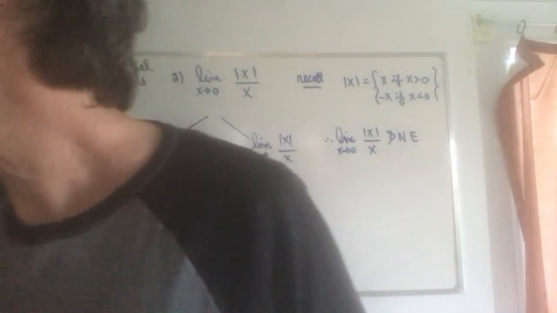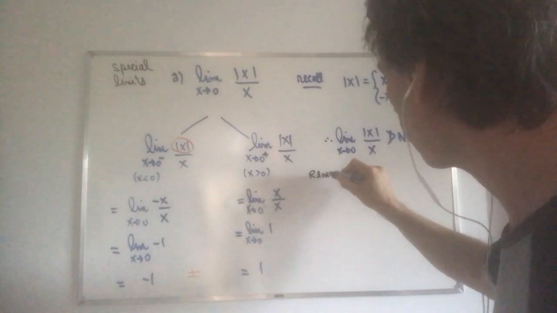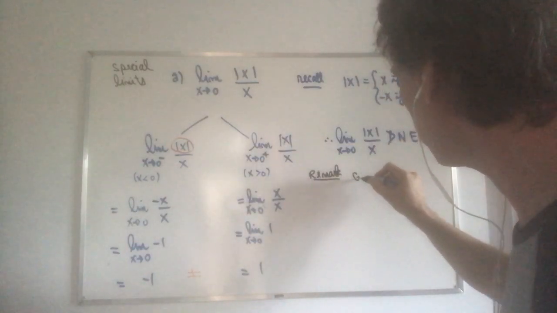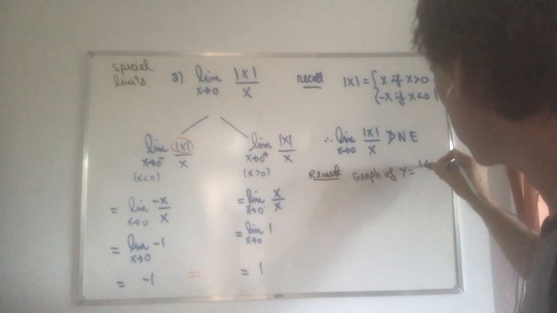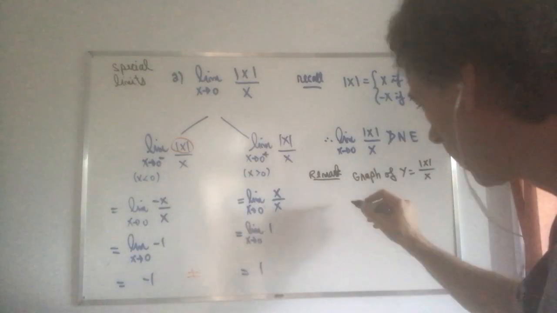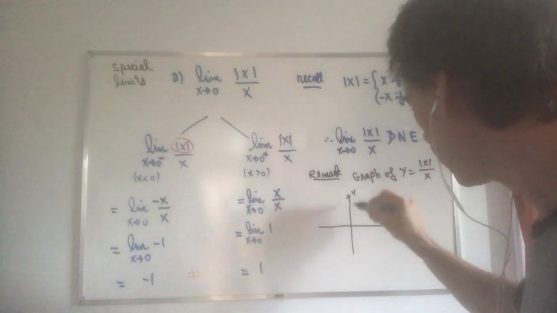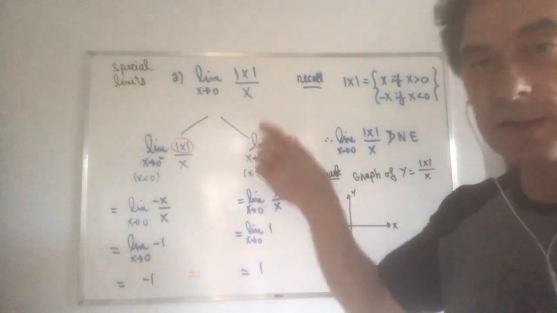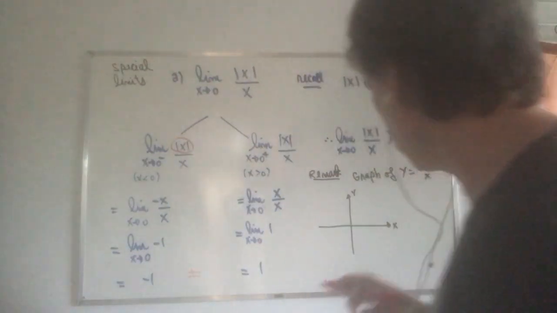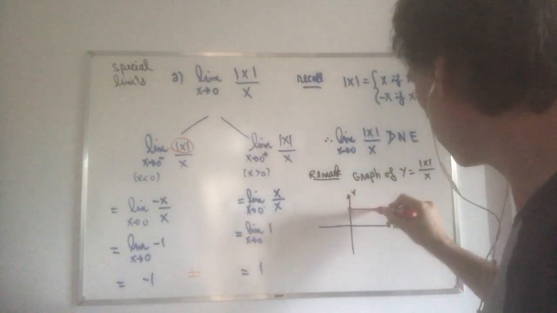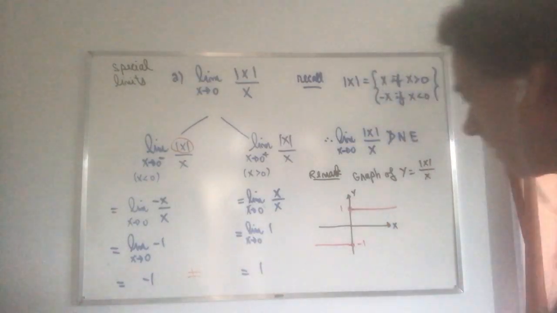So, a quick remark. If you take a look at this from the perspective of a graph of the function absolute value of x over x, if you sketch this graph, you would actually get something like this. So x and y. Now, to sketch this graph, you basically only have to make a table of values, put in a lot of numbers, and this is what you would have. This is 1, and this is minus 1.